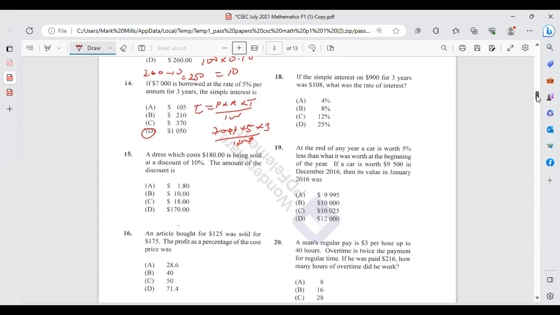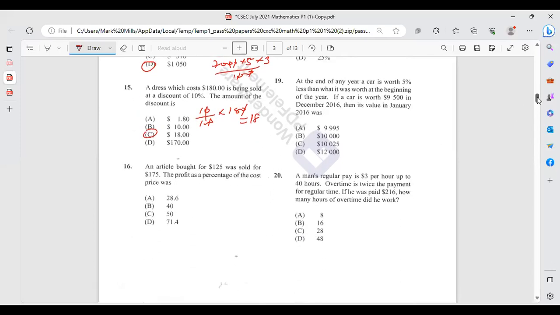Let's go. 15. A dress which costs $180 is being sold at a discount of 10%. The amount of discount is, what will I do? $18. 10 over 100 times 180, which will give me 18. All right.